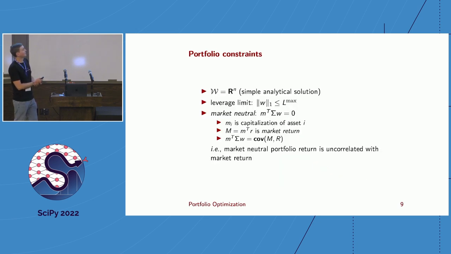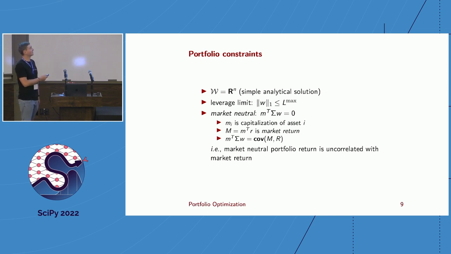As I mentioned, there can be very many different types of portfolio constraints. The simplest one would be, for example, the leverage limit that we introduced, where we say that the one norm must be less than, let's say, two. Yeah, that introduces an upper bound on your leverage.